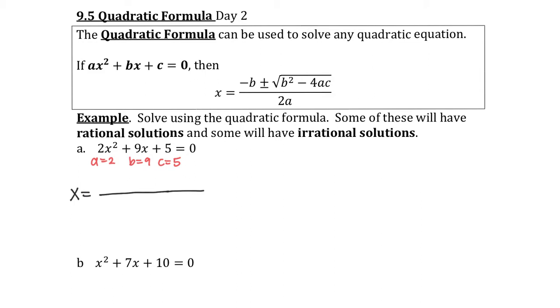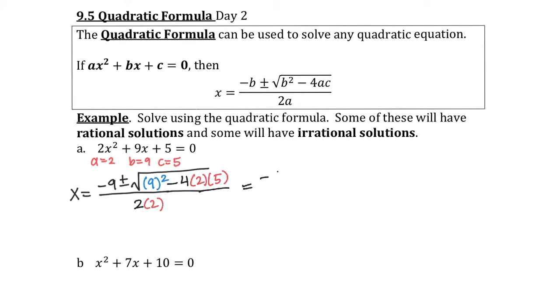Okay, so x equals negative b. What's b? B is 9. So negative 9 plus or minus in the radical b squared. What's b? B is 9. So 9 squared minus 4 times a times c. Then the entire thing is over 2a.